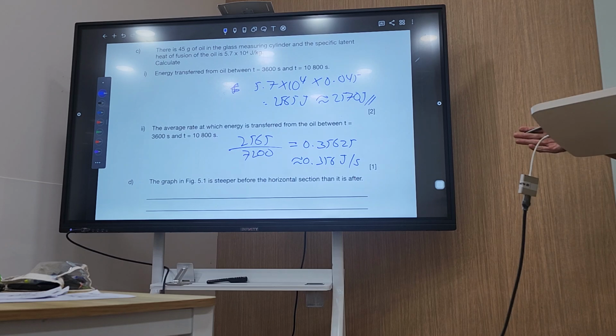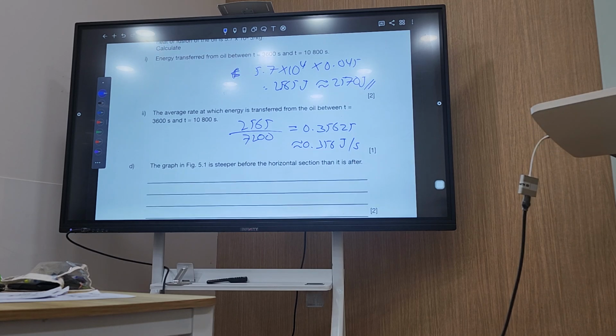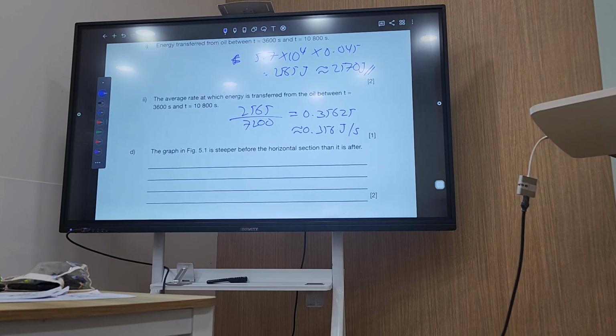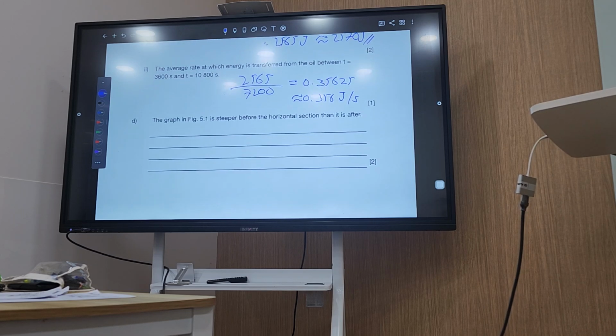Okay so far? Do you do this question? Yes, correct. The graph in figure 5.1 is steeper before than it is after.